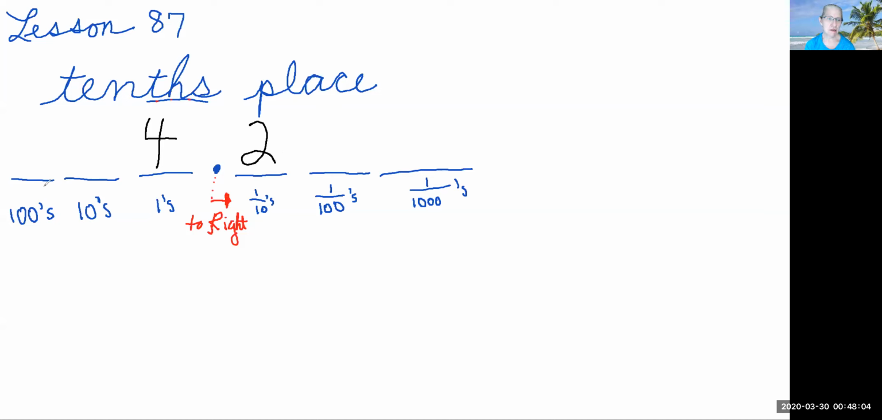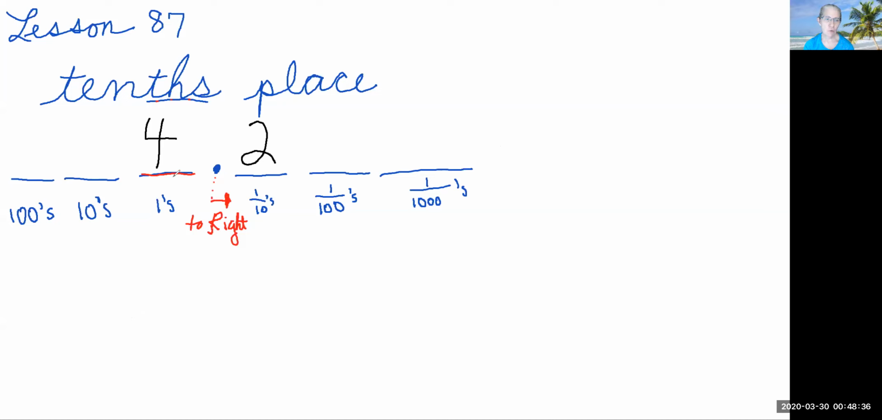So you'll see on my whiteboard here the number 4.2. 4 is in the ones place, and it's a whole number. Then you have your decimal point, which indicates that you're going to have a number smaller than 1 to the right of it. And this number to the right of it is 2 tenths. And we can write 4 and 2 tenths two ways.